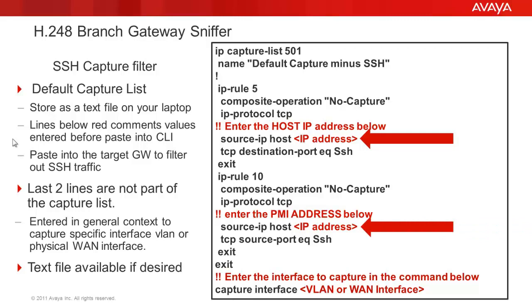The last line defines the interface to perform the capture on. This entry is not part of the setting up of a capture list. I retain the line in the text file for my convenience. I set it up to the appropriate interface as needed. I will then be able to copy and paste a complete grouping of text to enable the filtering and the capturing of the correct interface into the Branch Gateway CLI.